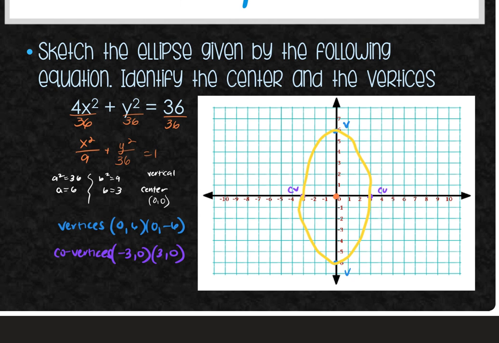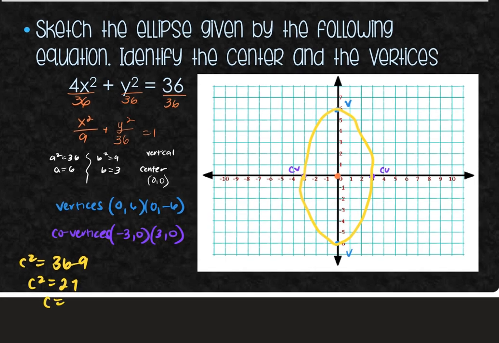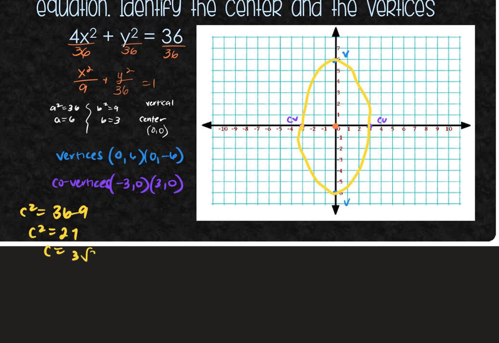So if I did ask for foci here, I would do C squared equals A squared minus B squared. C squared would equal 27. C would equal 3 root 3 because it's the square root of 27.